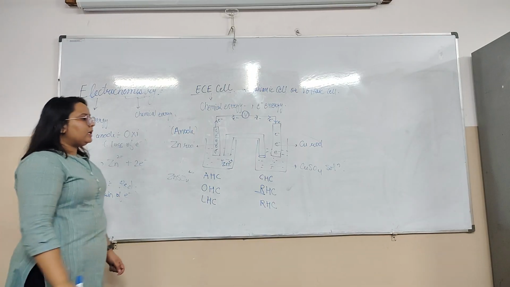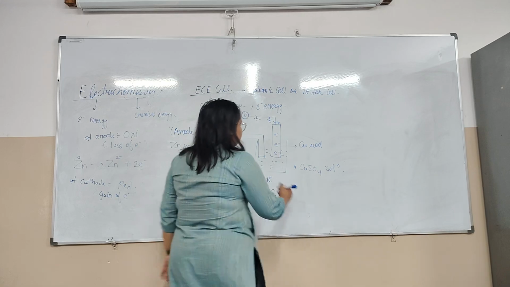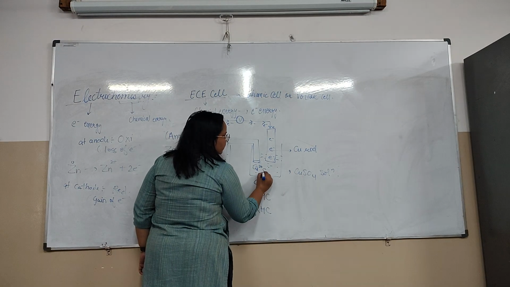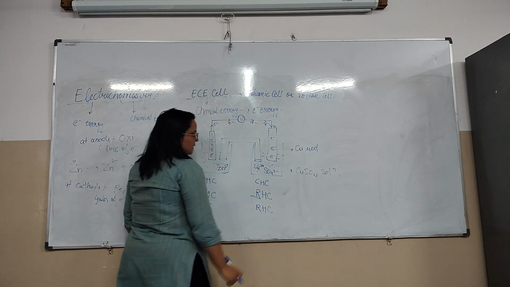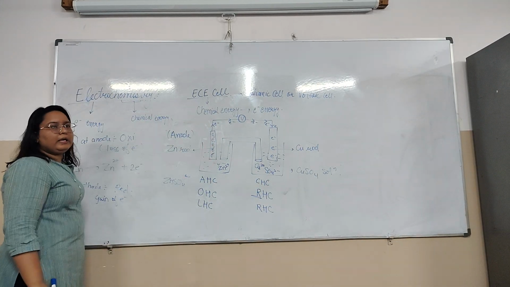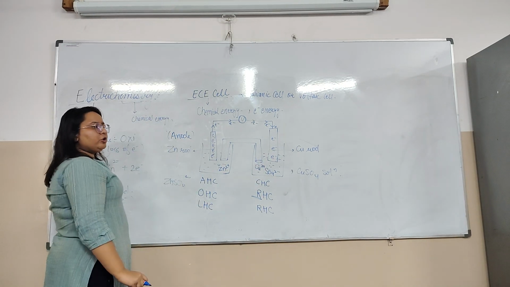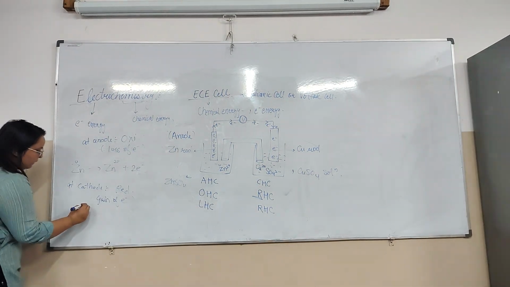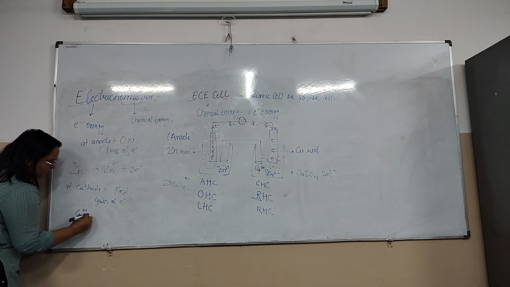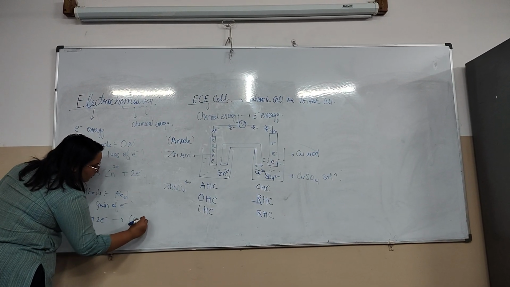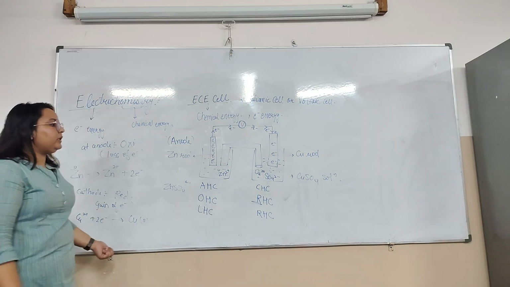Now who will gain the electron? See, in this copper sulfate solution, Cu2+ is there and SO4 2- is there. So who will gain the electrons? The Cu2+ ion of the copper sulfate solution will gain the electrons. The Cu2+ will gain these 2 electrons and will be reduced to copper.